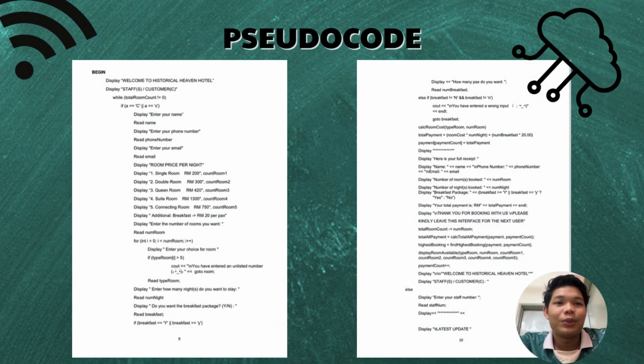This is our pseudocode. For the first page, we ask the user to input all the information. For the second page, we also ask the user to input all the information, but at the end of the second page, there is a calculation that we use an array for.